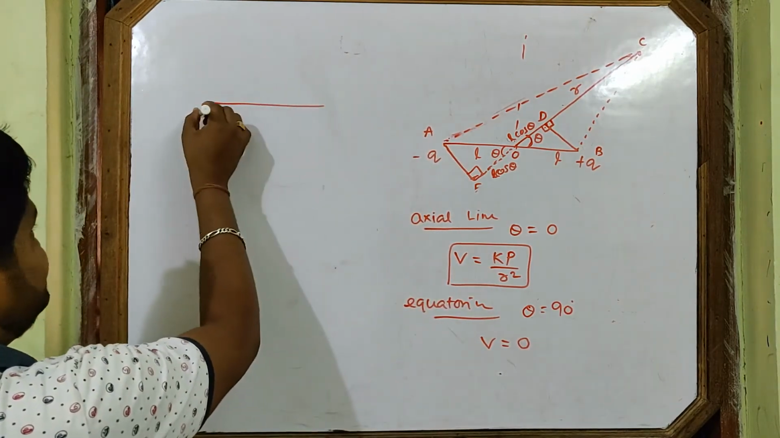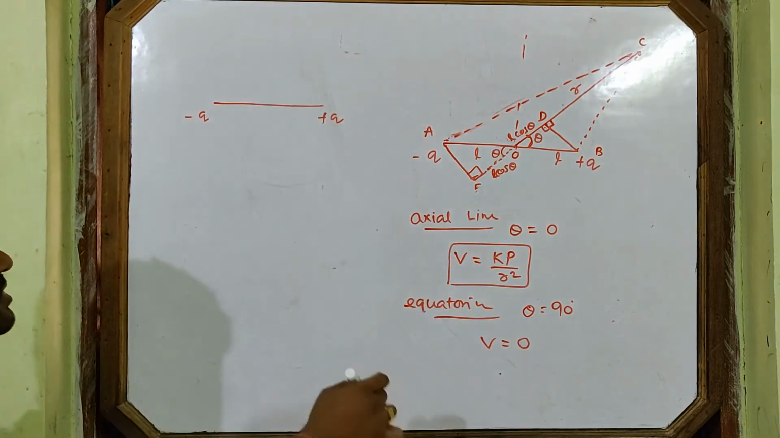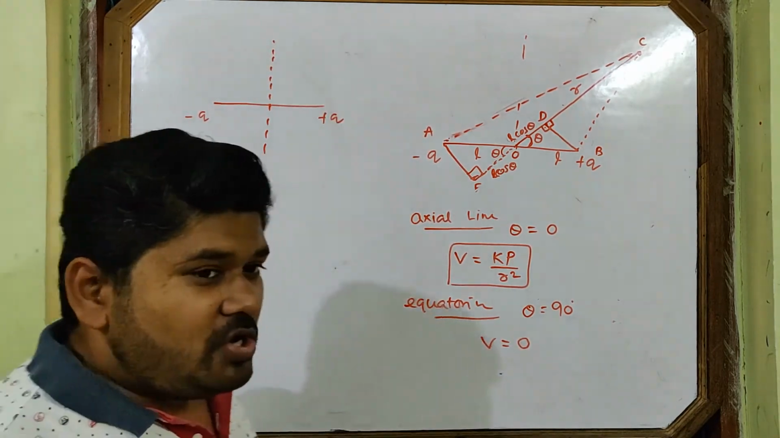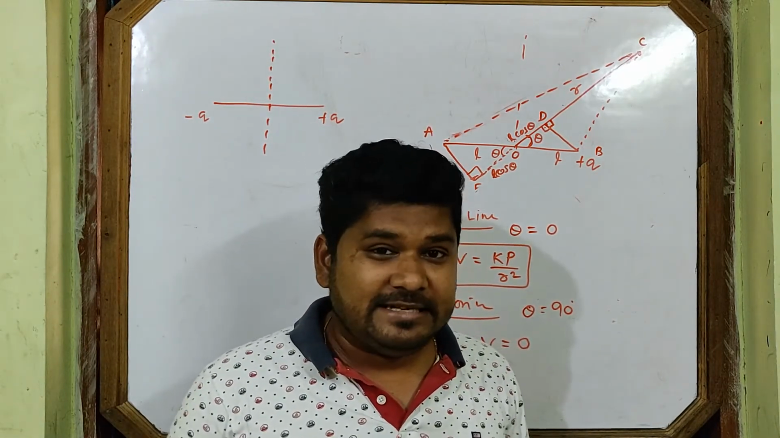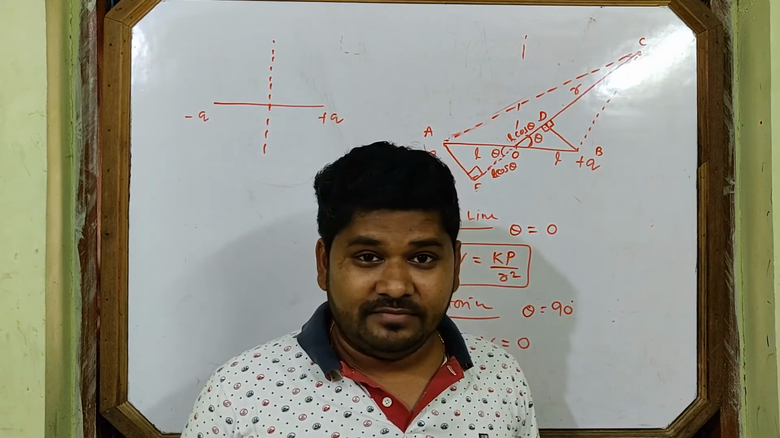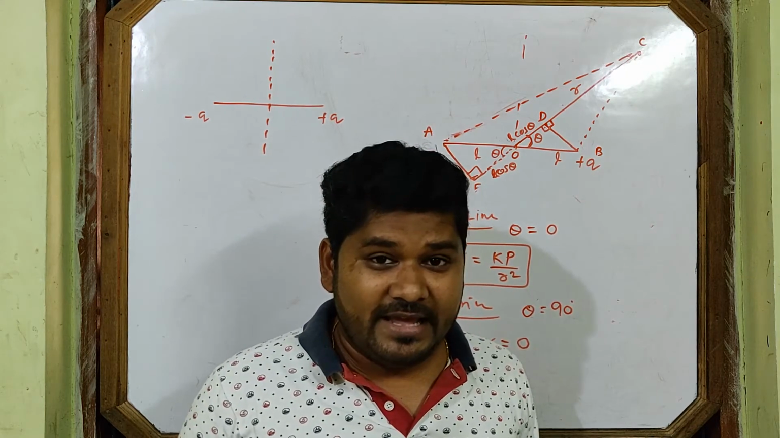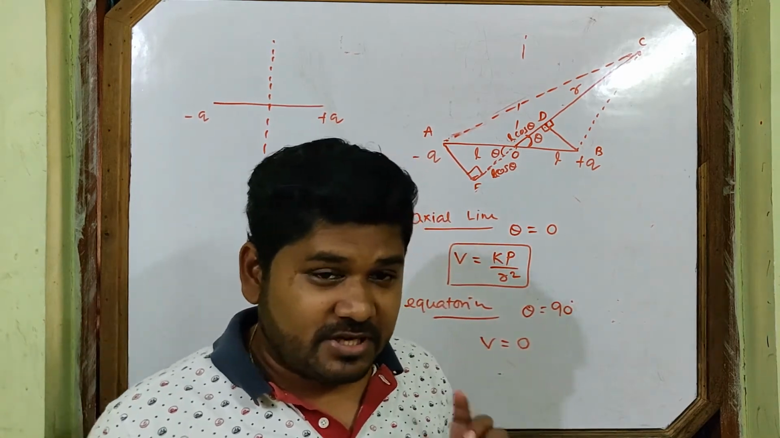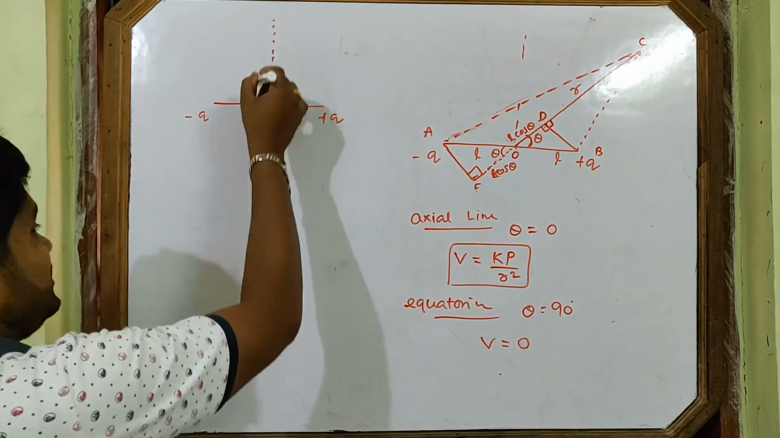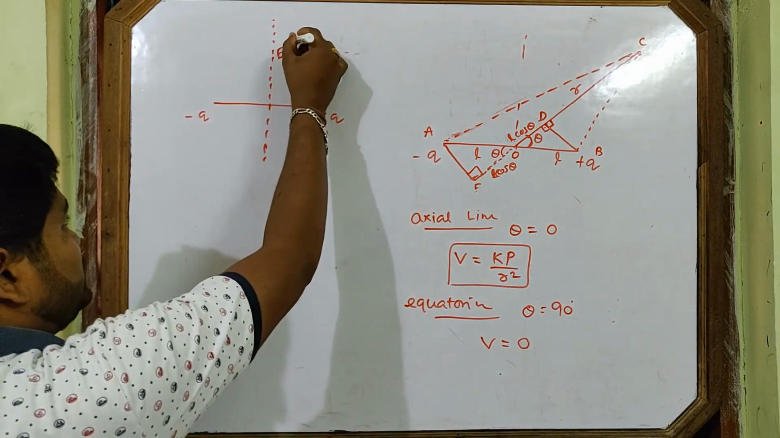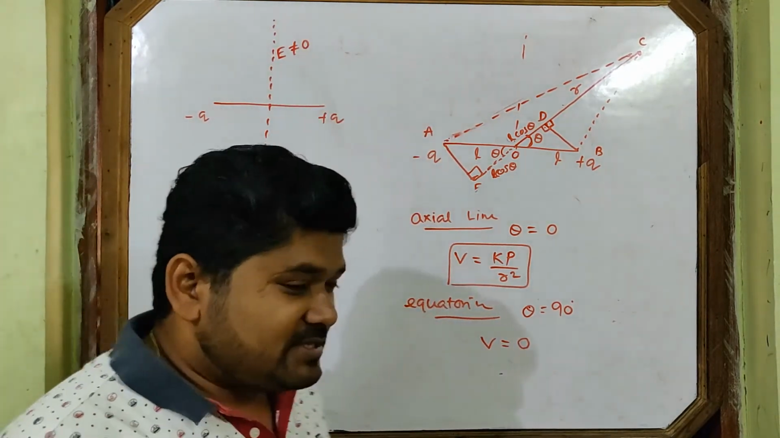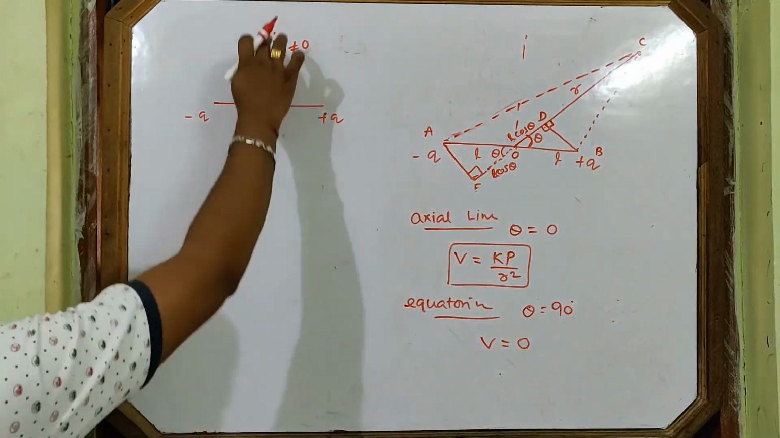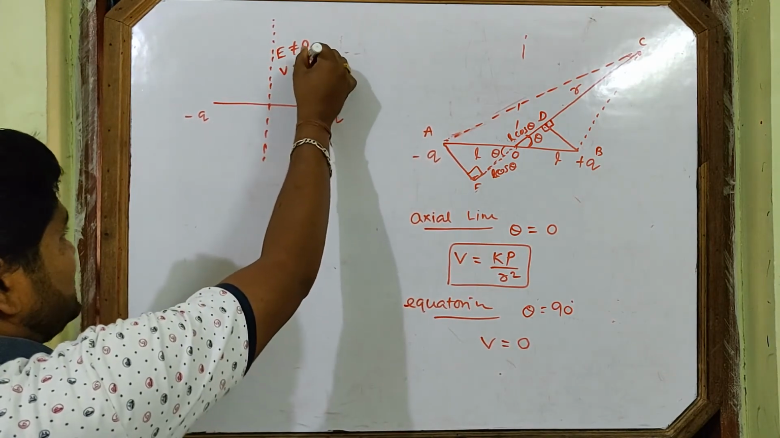So this is the dipole. Minus Q. This is the plus Q. This is the equatorial line. On the equatorial line of the dipole, is intensity 0? No. What is the expression of intensity? K P by R cube. We have done intensity K P by R cube for a short dipole. So here at any point on the equatorial line, intensity is not equal to 0. It has some finite value. But what about the potential at any point on the equatorial line?